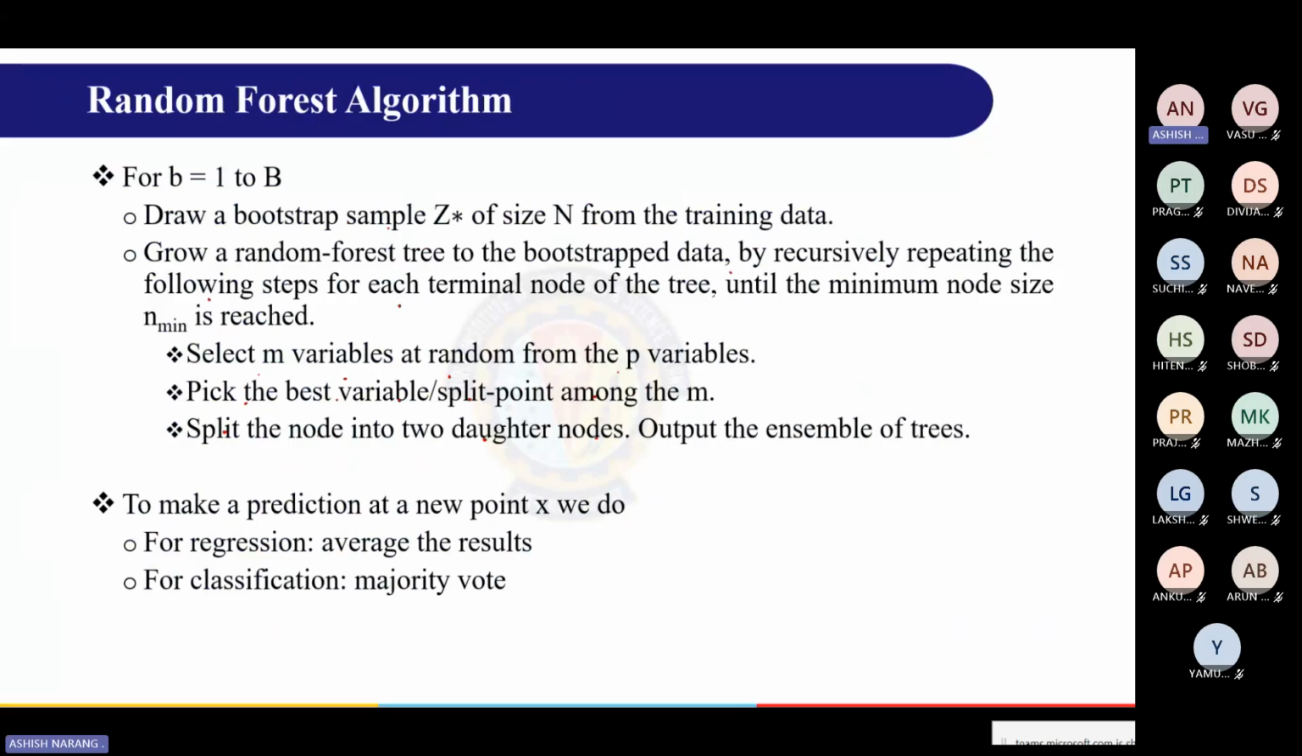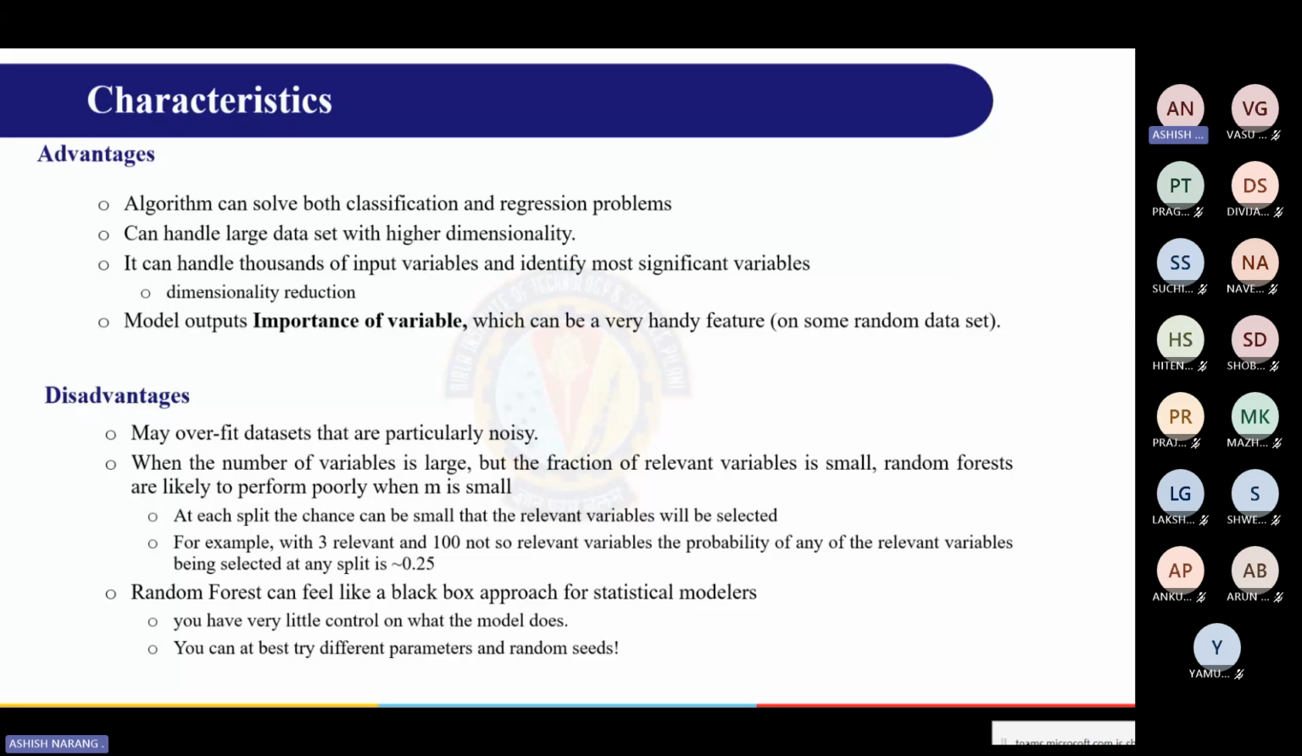So draw a bootstrap sample of size n, and grow a random forest tree on the bootstrap data, by recursively repeating the following steps: select m variables at each split point. That's the same thing that we will have to do, right? And to make a prediction for a new point x, for regression we take the average of the results, or for classification, majority voting is used. So we can use this in both ways, right?